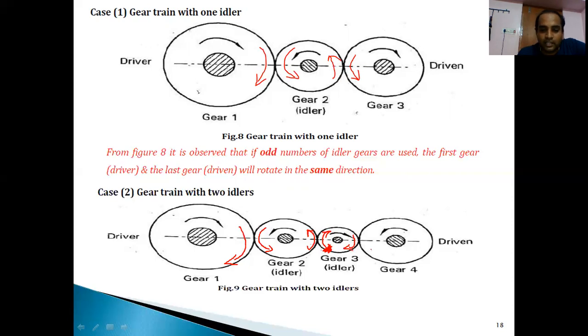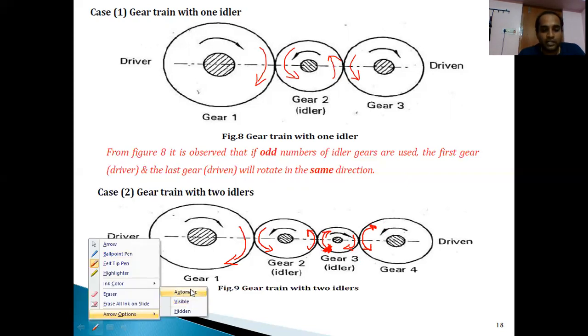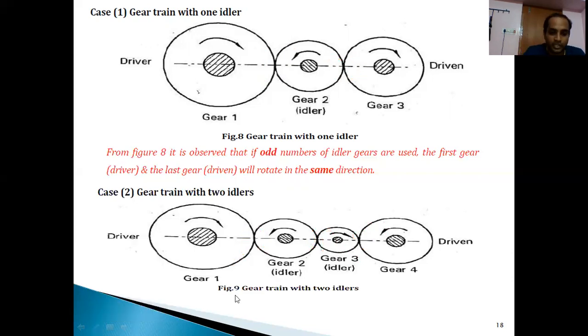And again, gear 4 will rotate in the opposite direction of gear 3, that is the anti-clockwise direction. So if you observe this sketch carefully, what you can understand clearly is that we are using an even number of idler gears. In this 4 gears combination, gear 2 and gear 3 are idler gears.